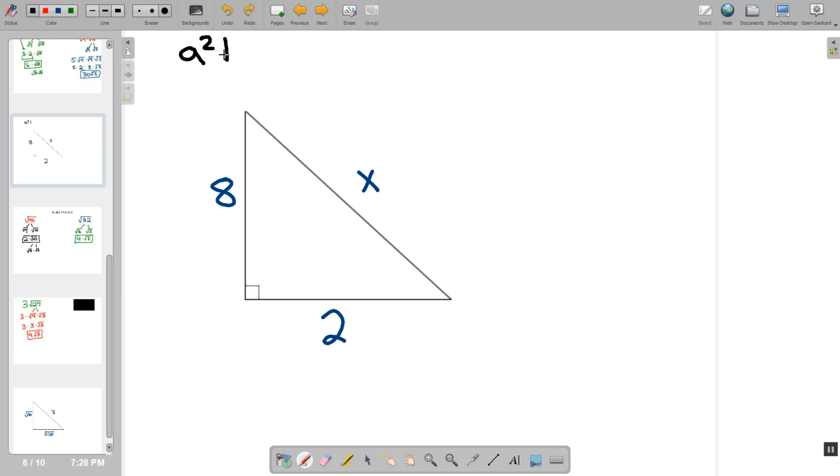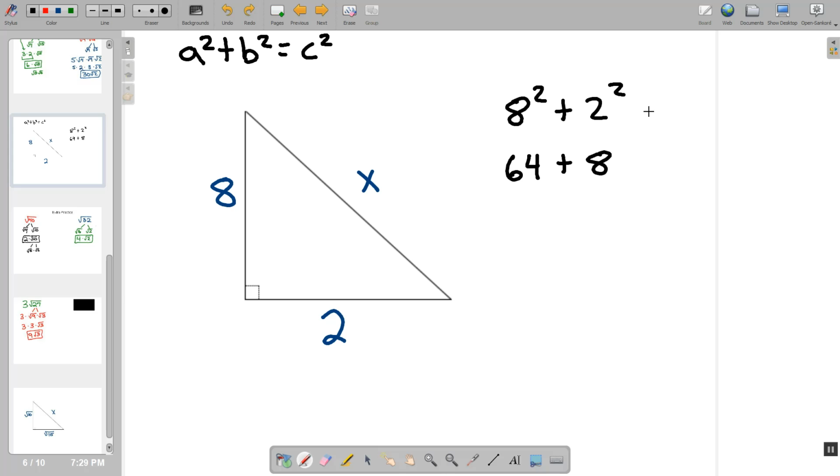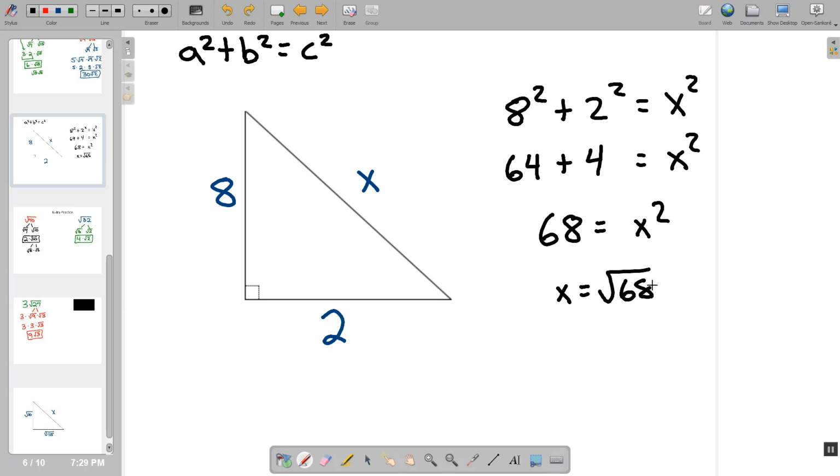For any right triangle, it says that a squared plus b squared equals c squared, c being the hypotenuse or the longest side. So for this problem, we end up getting 8 squared, which is 64, plus 2 squared, which is 4, not 8. Where's my eraser? Need to get that off the screen. There we go. 64 plus 4 is equal to x squared, which means that we have 68 is equal to x squared, or x equals the root of 68.